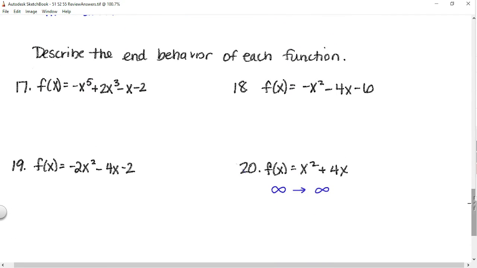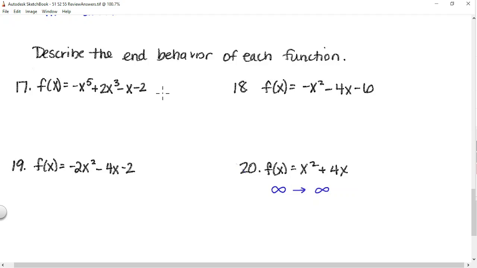Now, all you look at is the first term when it's in standard form. That tells you everything you need. If you've got it in standard form, that means you've got that highest exponent term first. So that's the one you're looking at, the term that has the highest exponent. You just ignore the rest when you're describing the end behavior.